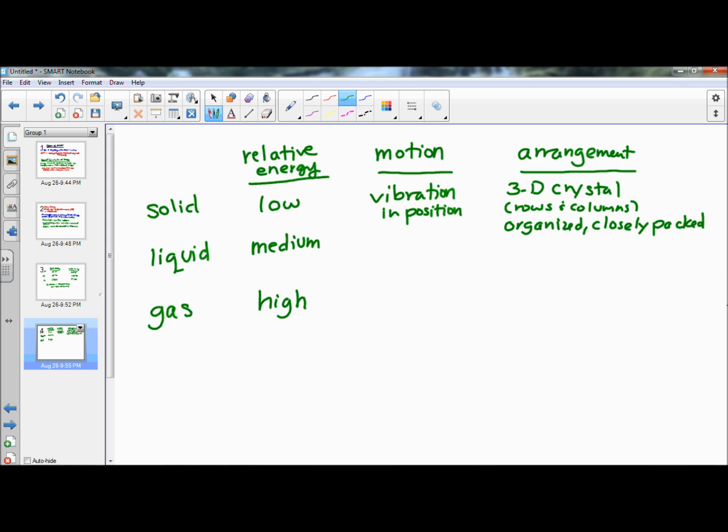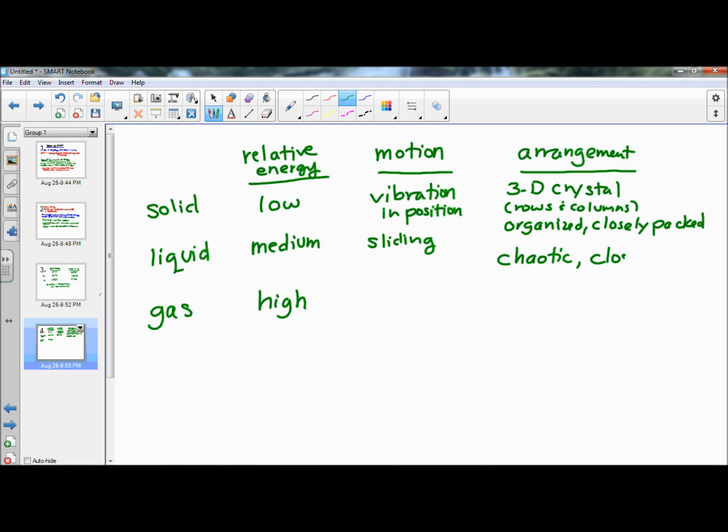Now, liquids then have a different motion. So if we have them vibrate faster and faster and faster, that means that they can't stay in a position. When they go from a solid to a liquid, the vibration and position have to be lost. So their motion then becomes a sliding motion. They slide past each other, which means that they lose this 3D arrangement and they become chaotic. Chaotic means there's no pattern or organization.